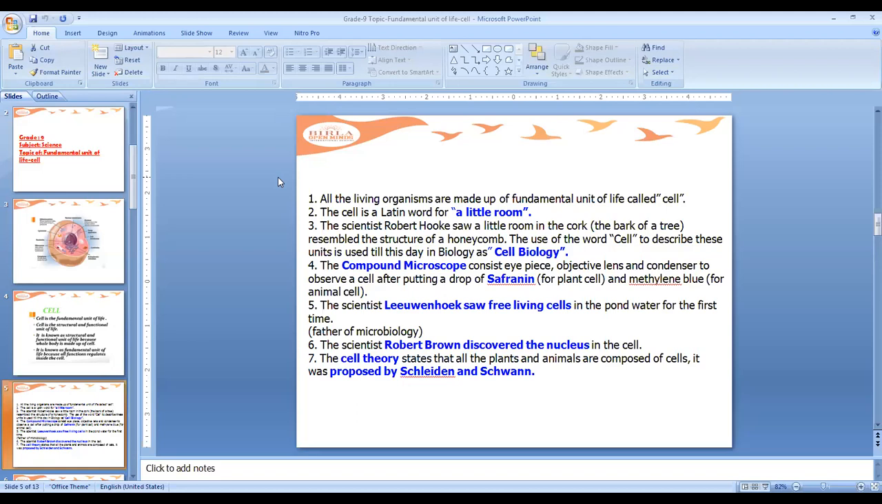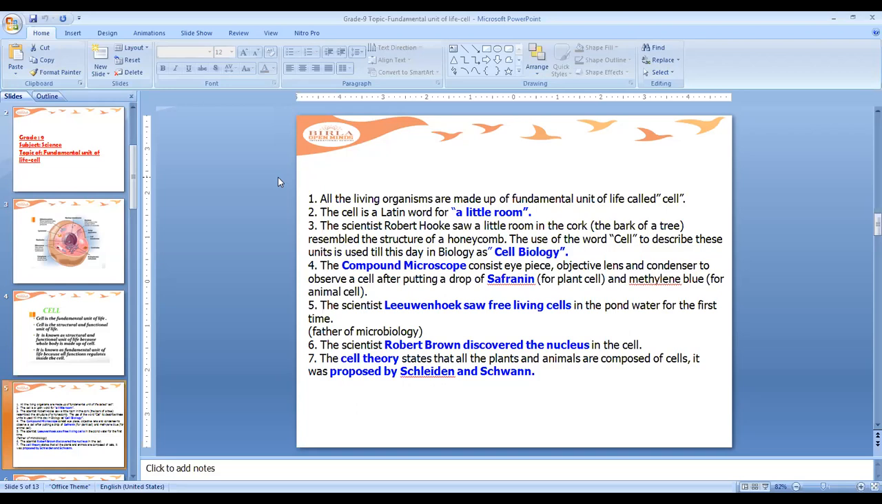Yeah, so we'll go through the cell. So what is actually the cell? Cell is a fundamental unit of life. The word cell is Latin. It is a Latin word which means a little room. Robert Hooke first saw the cell, and he named it a little room.